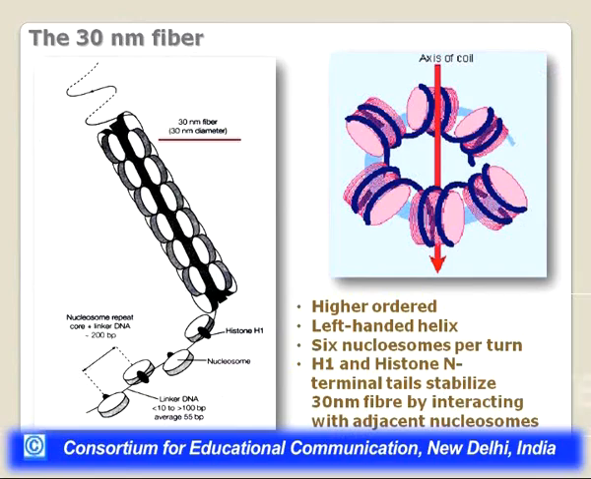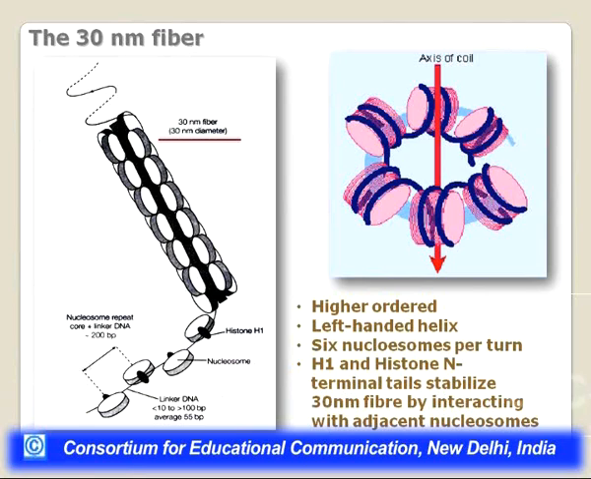We rise up to the next level, which is the 30 nanometer fibers. What happens is that now this nucleosomal DNA thread, which is nucleosomes with DNA wound around them, is then twisted on its own axis, giving rise to the 30 nanometer fiber. So it is a higher ordered structure. The twisting is again a left-handed helix. Six nucleosomes are present per turn since it is twisting around its own axis. So 6 nucleosomes are present per turn.